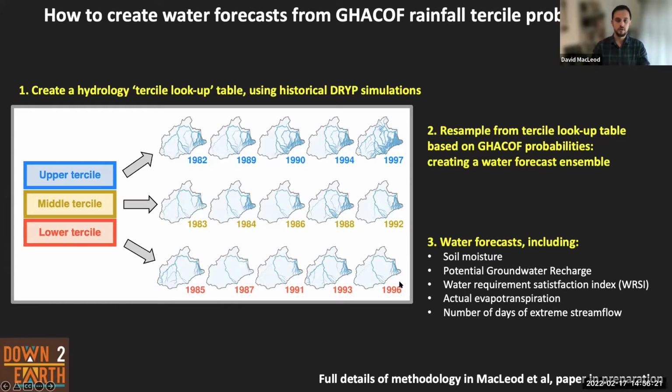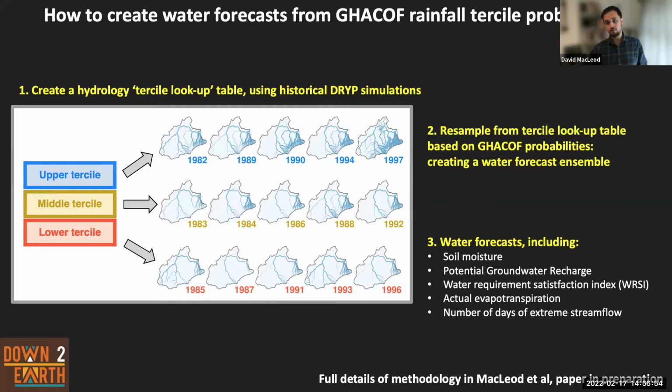Just as an example, I'm showing stream flow here, where the thick blue lines indicate high levels of stream flow. You can see wetter years tend to have higher levels of stream flow and drier years have lower levels, but there's still variability within each category. If the rainfall is in the lower tercile, there's still quite a high difference in the potential hydrological outcomes. But that is our hydrology tercile lookup table.